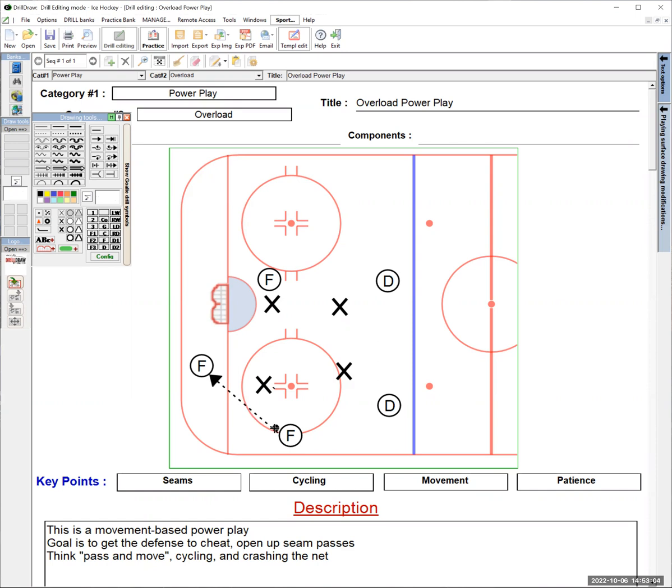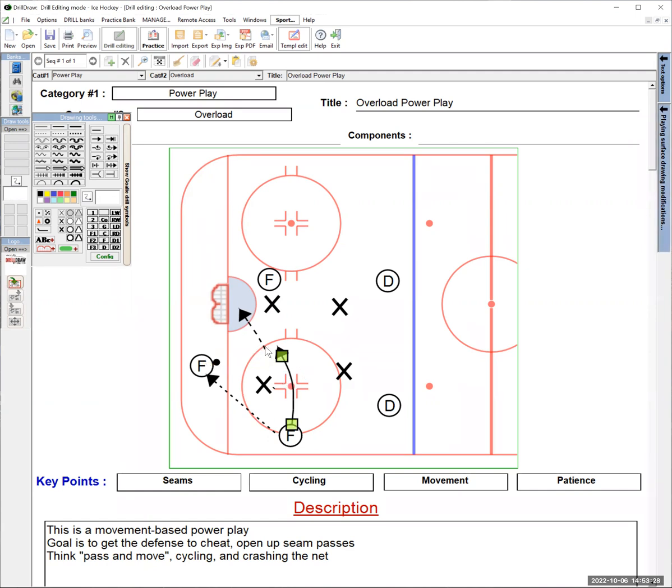So the puck moves down in that direction to this forward, and then this wing takes off and tries to hit the seam. And then the idea is he gets the return pass, and then boom, shot on net. Okay? So that's a classic play on the overload.